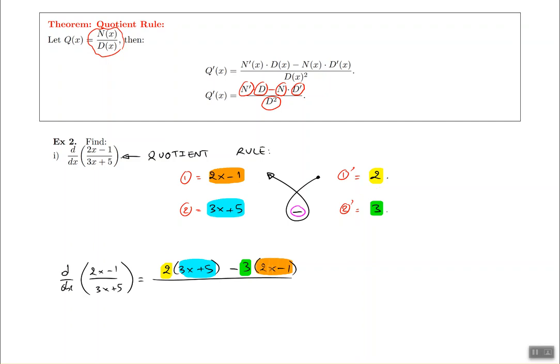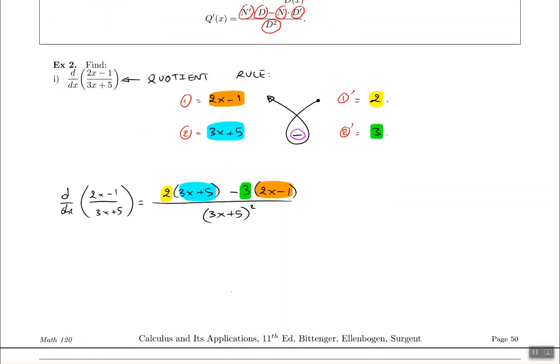Now, keep in mind that we need something to go on the bottom, and what goes on the bottom is the old denominator, but this time squared. The old denominator used to be 3x plus 5, so write it down and add an extra square on the outside of it. Now, typically with these problems, we don't FOIL the denominator. We just FOIL the numerator, we combine like terms, but we leave the denominator alone. We don't mess with it.